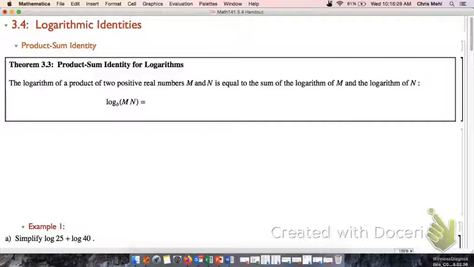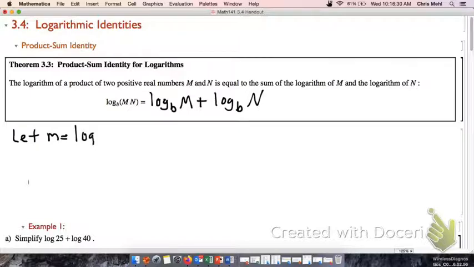So what this is saying is log base b of m times n is equal to the sum of log base b of m and log base b of n. Okay, now I will show you where this comes from. I'll show you why this property is true.